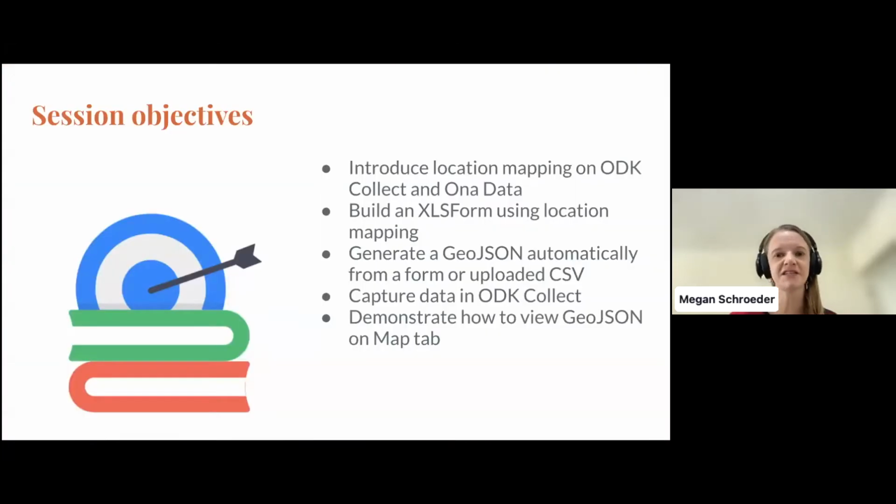So the session objectives for today are to introduce the location mapping on ODK Collect and ONA data, to show you how to build XLS forms using this location mapping, how to generate Geojsons automatically from a form or an uploaded CSV, how to capture that data in ODK Collect, and then demonstrate how you can view the Geojson on the map tab on your ONA data platform form page.